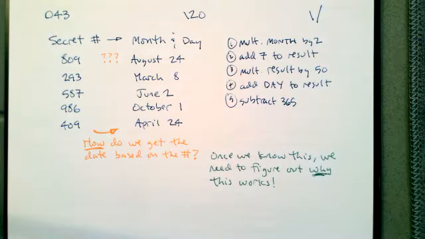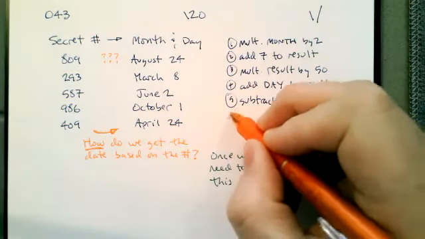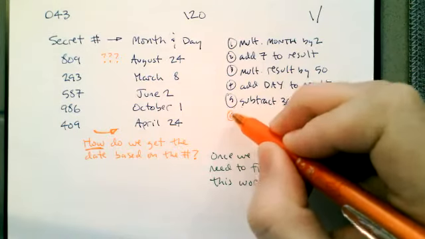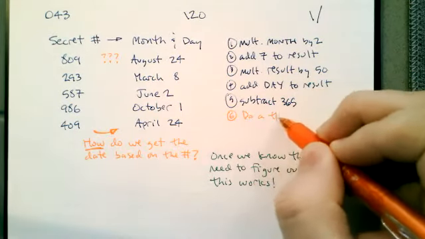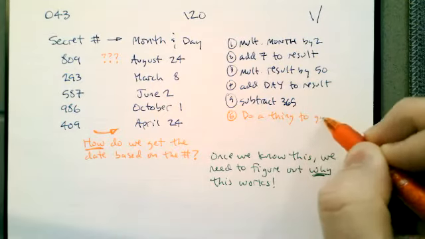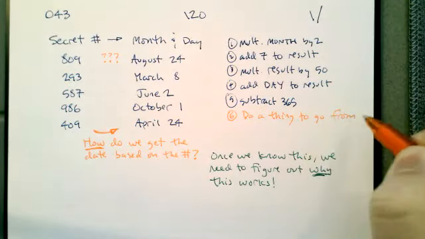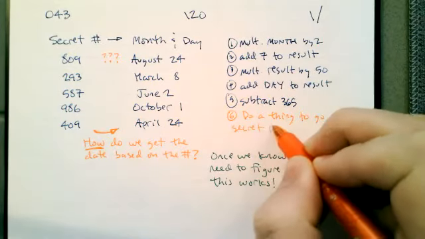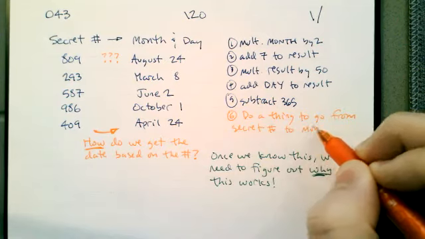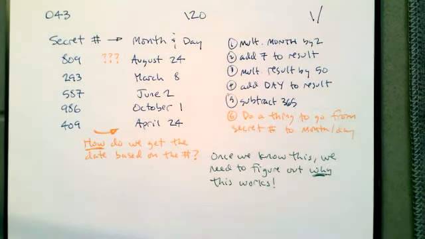And then what I wanted you to figure out was some secret math step that goes from the secret number, do a thing, to go from secret number to month and day. So at this point, you want to do some secret thing to go from the secret number to a month and a day. All right, so that's the first thing you need to figure out. Then you need to explain why this works.